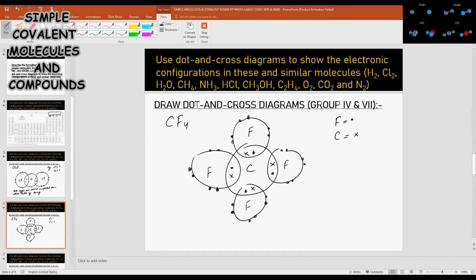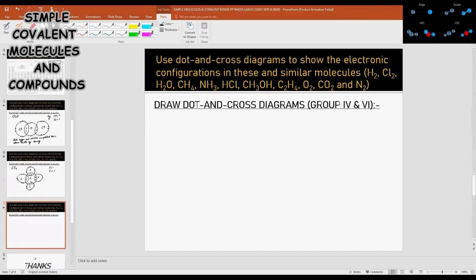You see, each of these atoms has completed its valence shell. They all have 8 electrons in their valence shell, which means their valence shell is complete. They have just completed their valence shell, or you can say acquired the electronic configuration of an inert gas or noble gas.